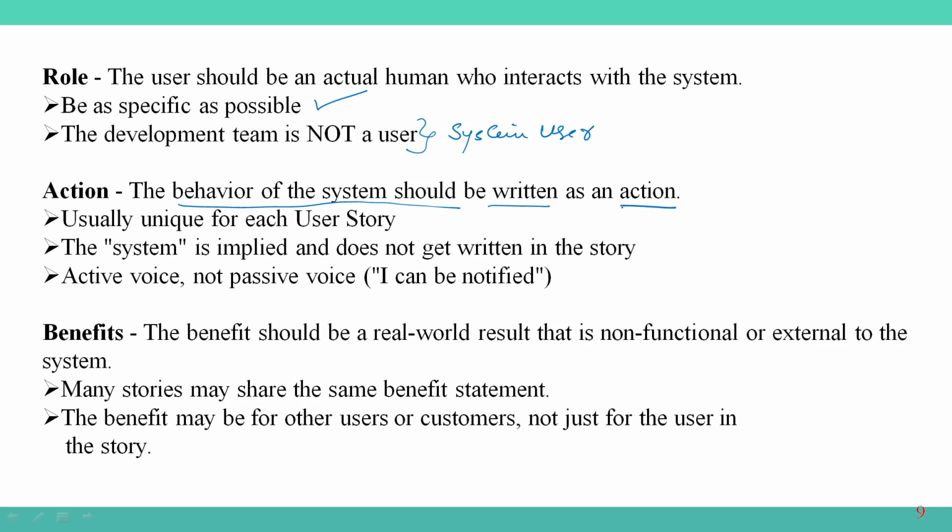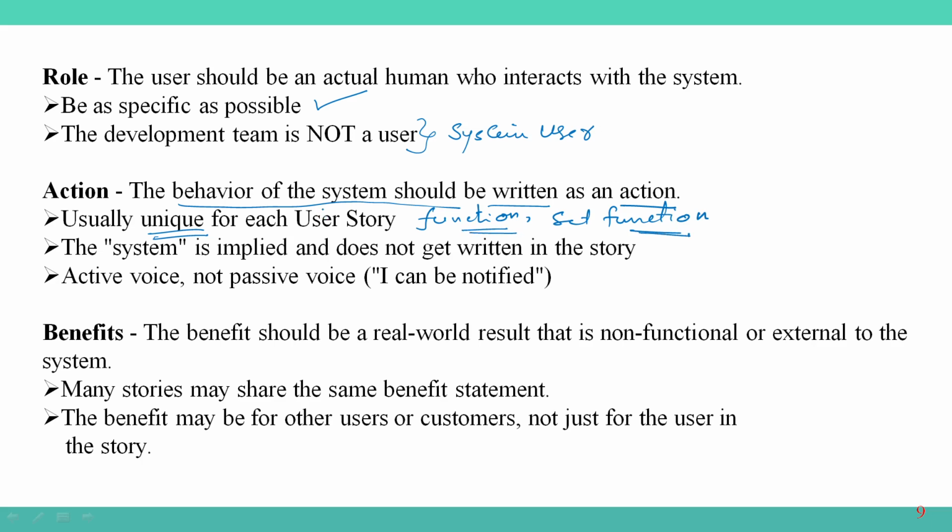It is usually unique for each user story, because every story represents either a full function or a set of functions. So you have to mention it very clearly. If it is a set of functions, it becomes complex, so then we have to break it into functions. So it is unique in nature.